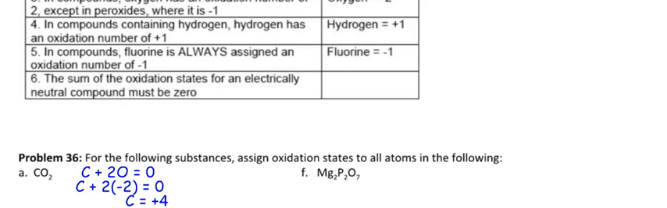Okay, so what about letter F? Let's go over there first. Well, it's neutral, so I'm going to use number 6. I have 2 magnesiums and 2 phosphoruses and 7 oxygens, and they all add up to 0. What is something that I know about? Look at rule number 2. Magnesium by itself, in an ionic compound, what would be the charge of magnesium? Isn't it always 2+? So the oxidation number of magnesium is +2. I don't know anything about phosphorus.